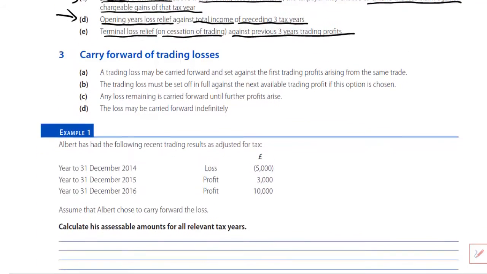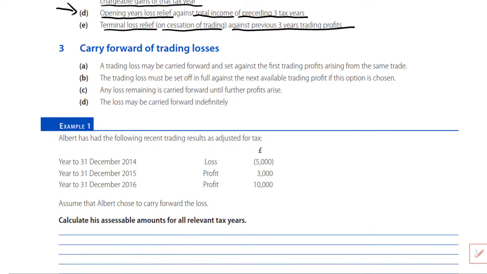The easy one to begin with, the carry forward of the trading loss. Now, we've already stated what would happen with it, it would be carried forward and set against the future trading profits, and indeed the first available future trading profits from the same trade. Must be set off in full against the next available trading profit. When it's carried forward, whether you've chosen to do that straight away or it's the only option now left after other options have been exhausted, then it will go against the next available future trading profit of that same trade.